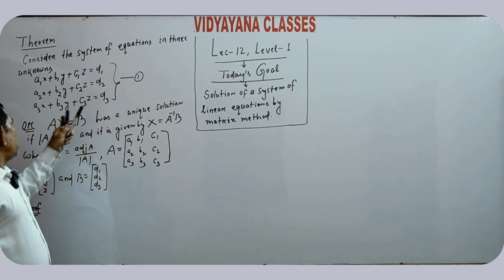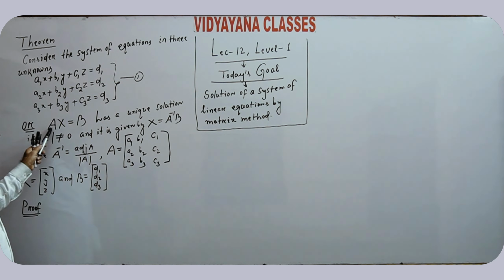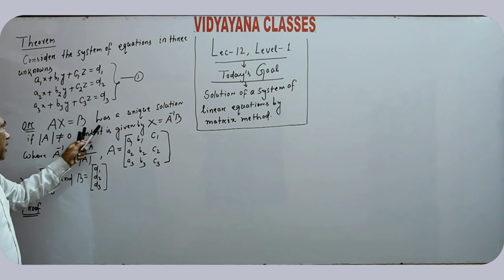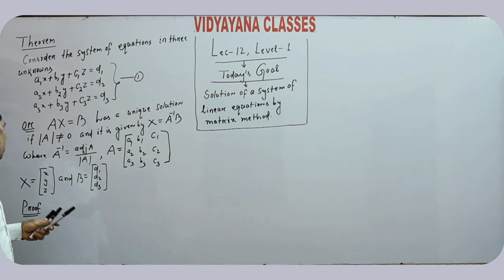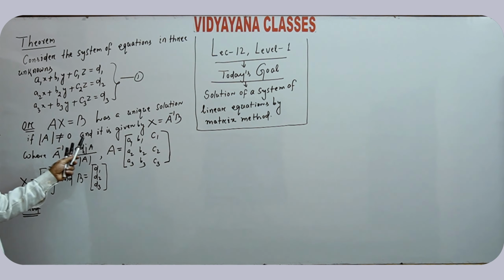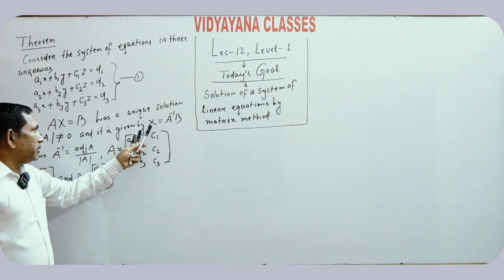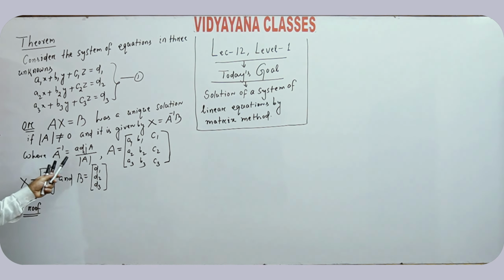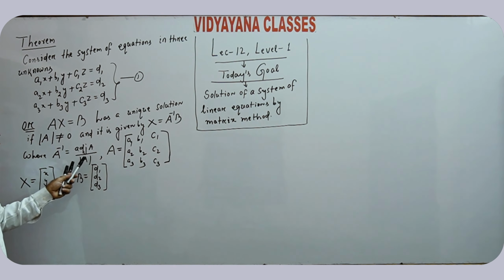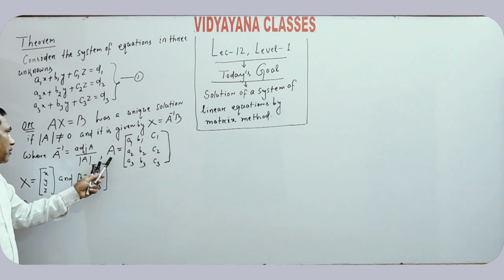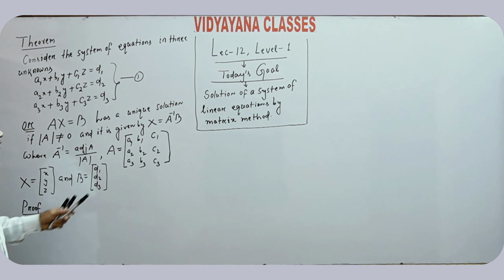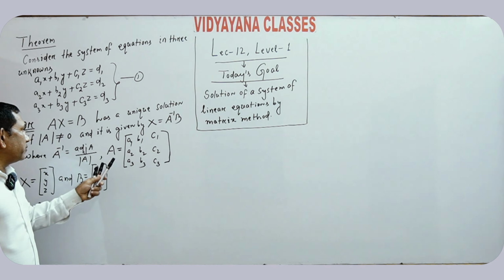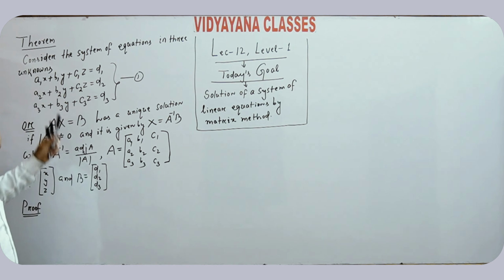The system of equations can be written as AX is equal to B, has a unique solution if determinant A not equal to 0, that means A is non-singular, and the solution is given by X is equal to A inverse B, where A inverse is equal to adjoint A divided by determinant A, where A is the matrix having elements the coefficients of x, y, z.